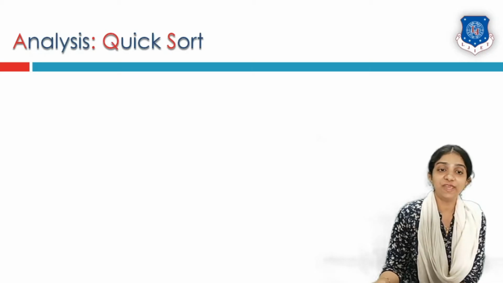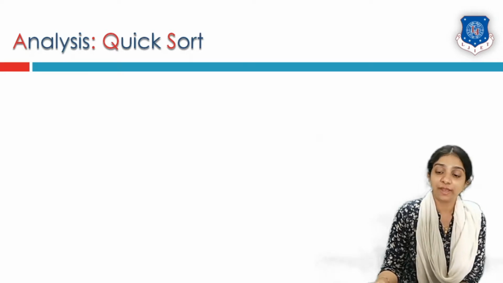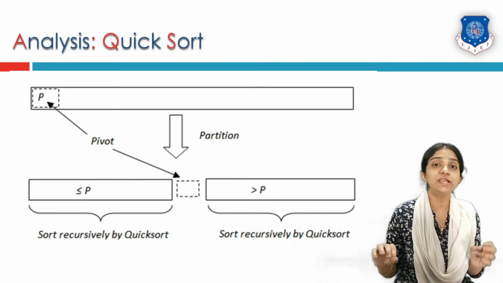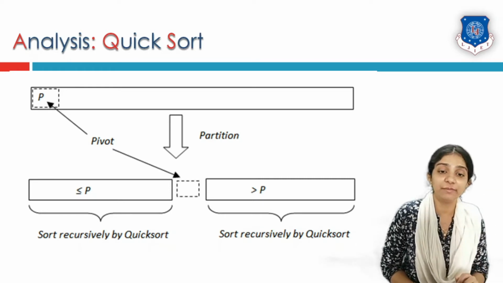Hi, today we will see analysis of quicksort. In our previous video lecture we have seen the working of quicksort and its partition method. Now let us analyze quicksort. Quicksort basically chooses some random or initial element as pivot element.